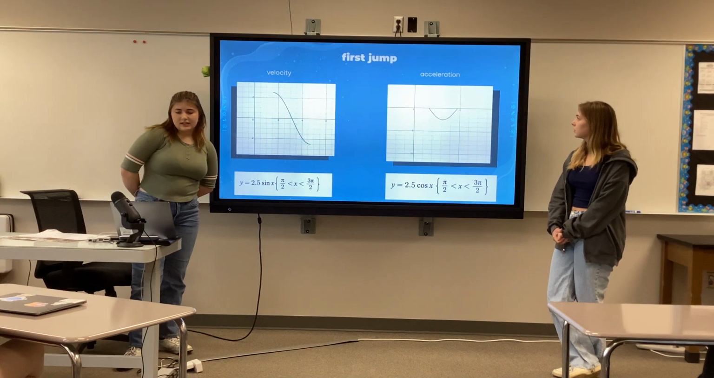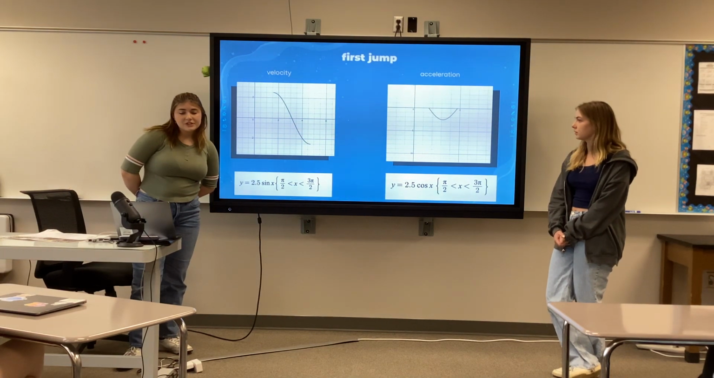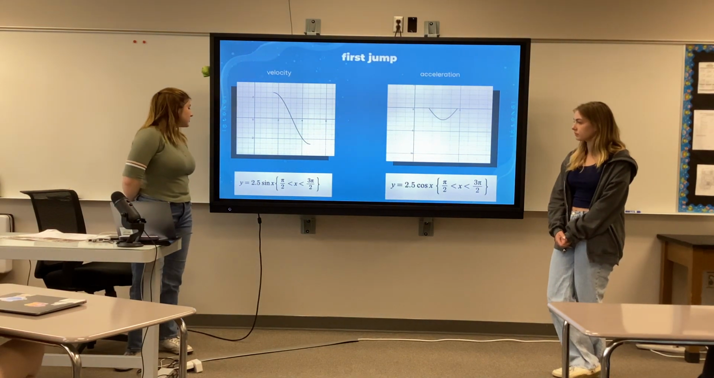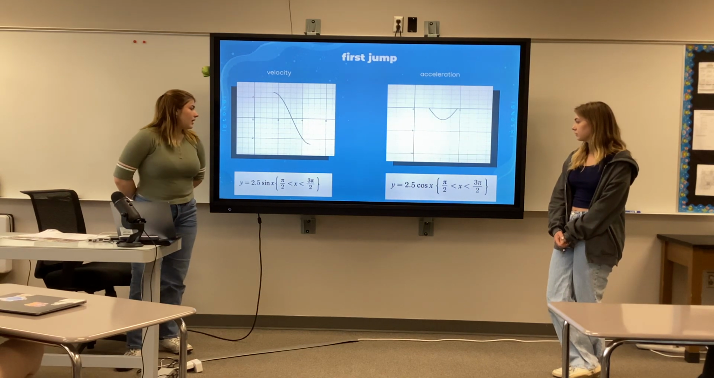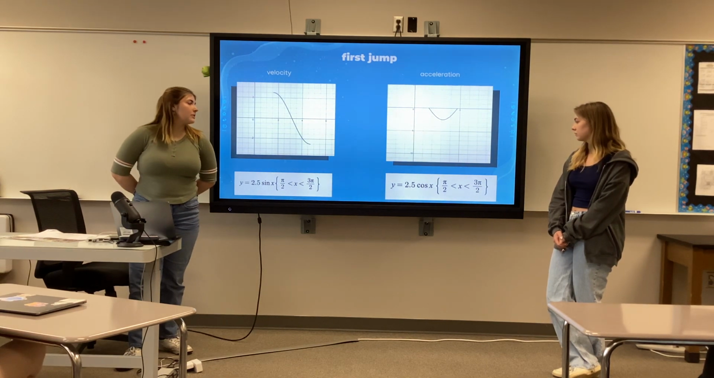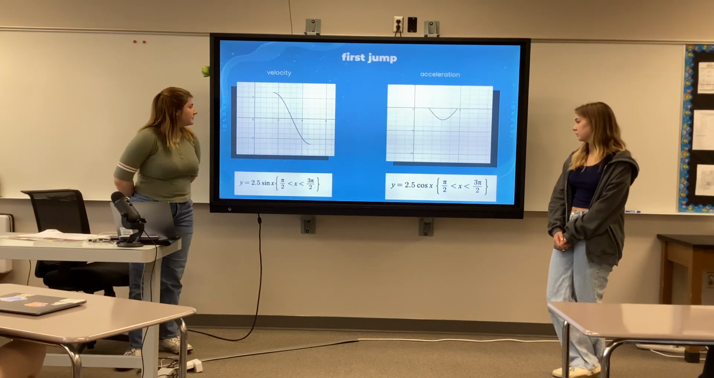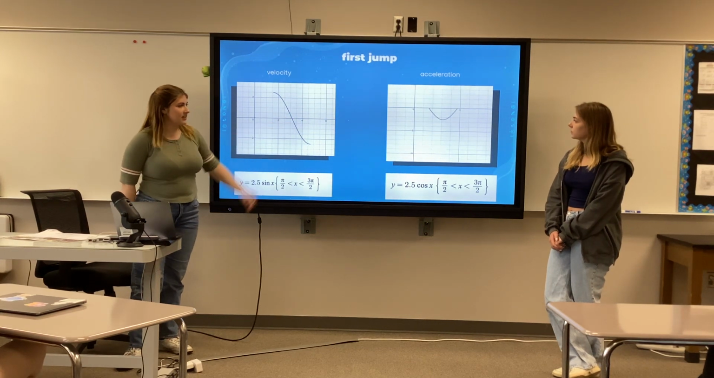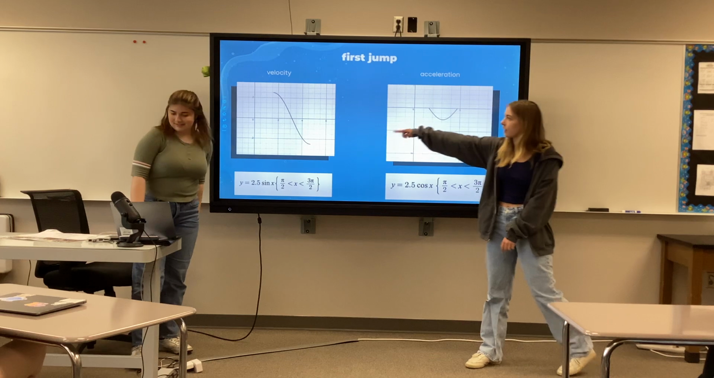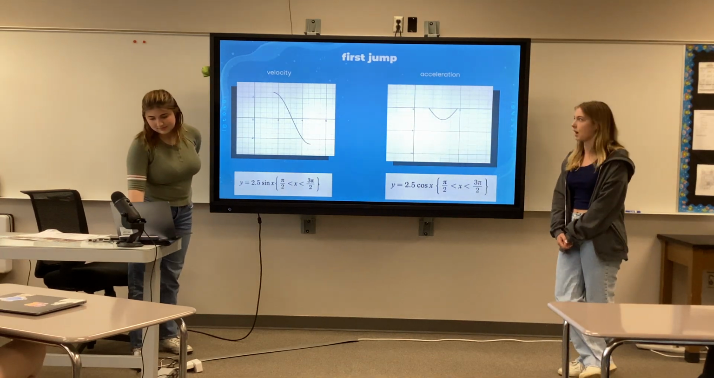This is the velocity and acceleration functions of our first jump. Our velocity function is y equals 2.5 sine of x. And then our acceleration function is y equals 2.5 cosine of x. As you can see, there's our little extrema. So where it switches from positive to negative, that's where we know our relative maxes are at.